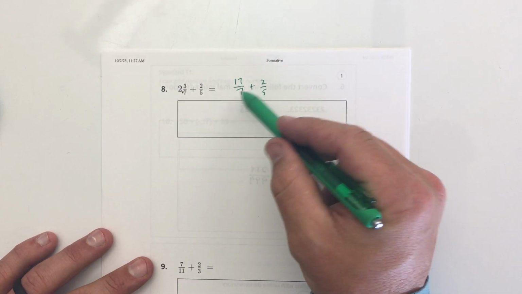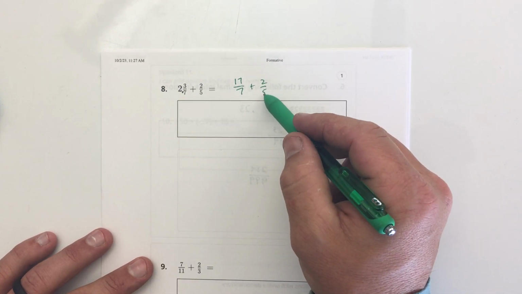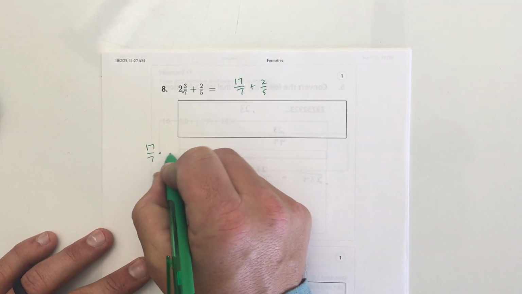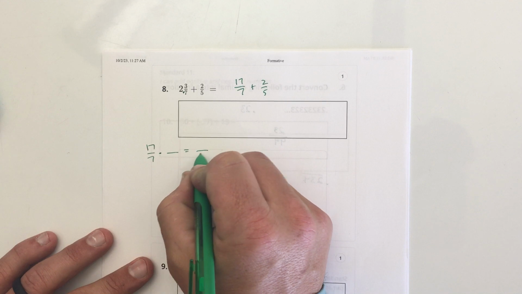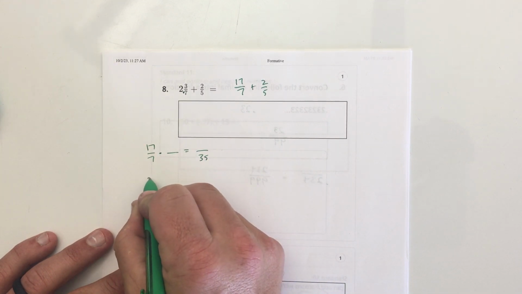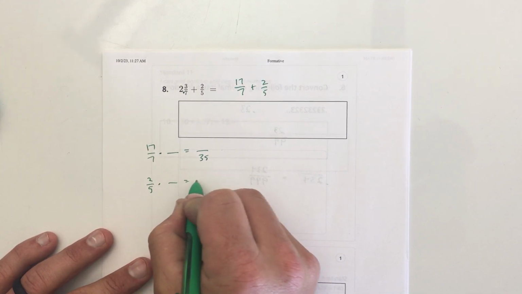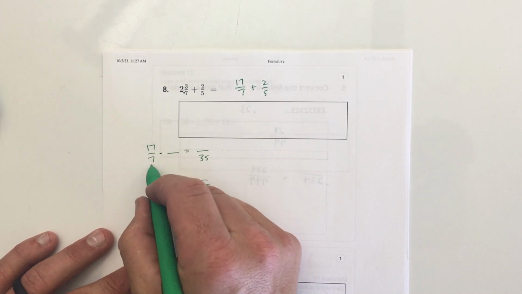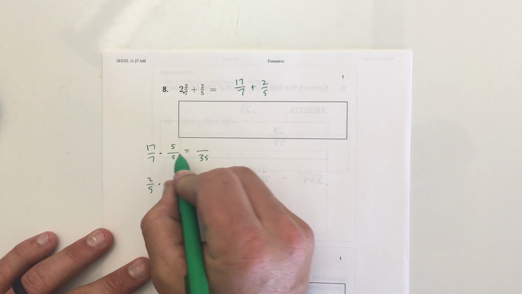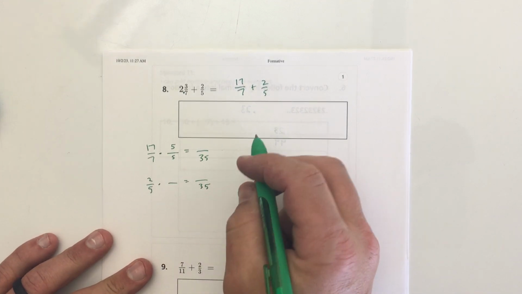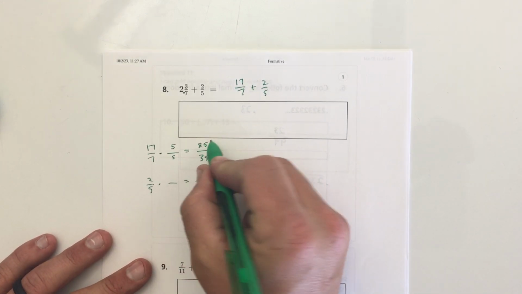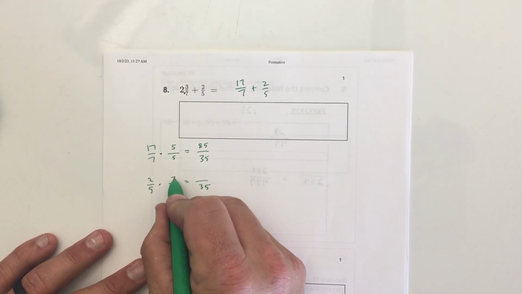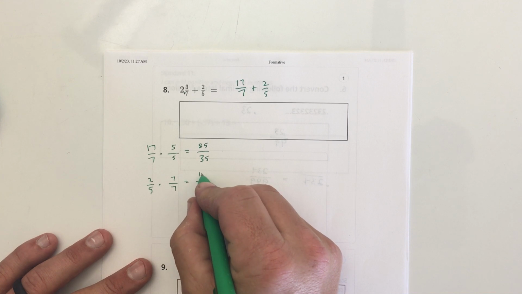My common denominator here is going to be 35 because 7 times 5 is 35. So let's do 17/7 times blank. And I have 2/5 times something over 35. So my giant one for 17/7 is going to be 5 over 5. And 17 times 5 is 85. My giant one for 2/5 is going to be 7 over 7. And 2 times 7 is 14.